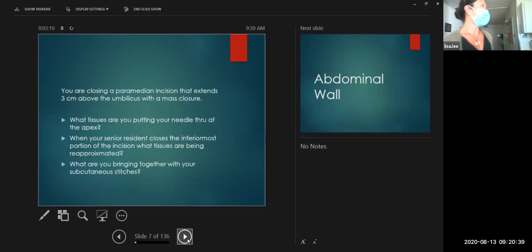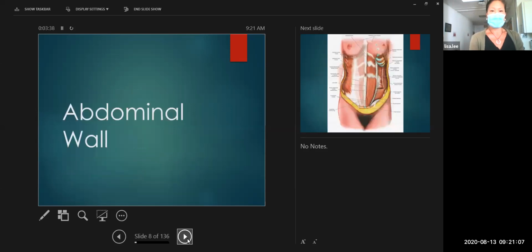All right, second case. Now you're closing a paramedian incision. My favorite. It extends 3 centimeters above the umbilicus, and we are doing a mass closure with a loop PDS. What tissues are you putting your needle through at the apex? When your senior resident closes the inferior portion of the incision, what tissues are being reapproximated? And what are you bringing together with your subcutaneous tissues? Okay, anatomy, all anatomy. Abdominal wall.